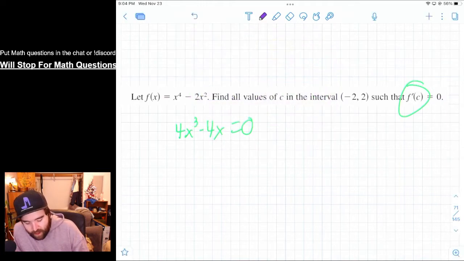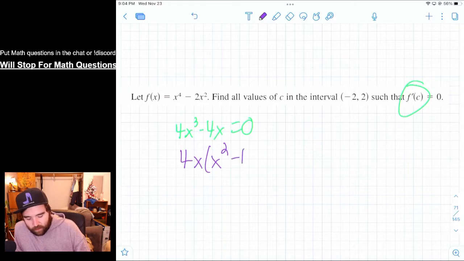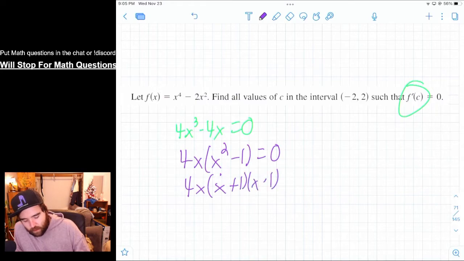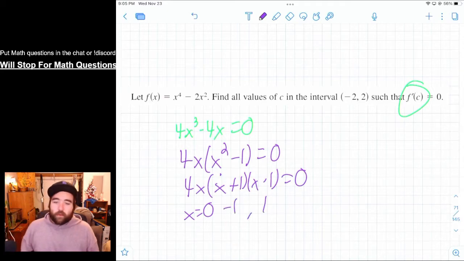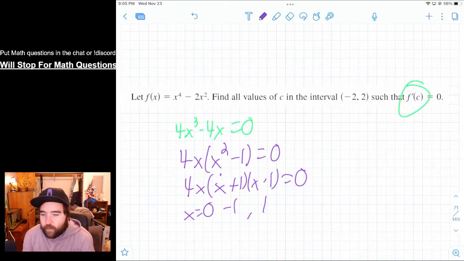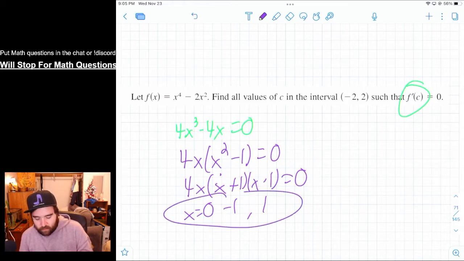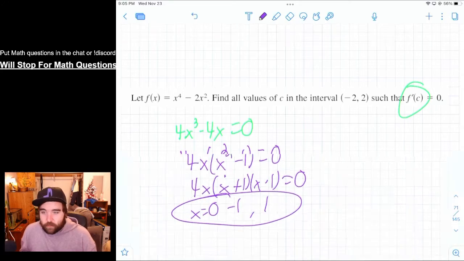It's kind of hard to see. Let me change the color. So you got to factor. I'd factor out a 4x. You're left with x squared minus 1. You keep factoring. x plus 1, x minus 1. And those are all the places that the derivative will be 0, that the slope of the tangent line will be 0. And so we just need to check because we only want them between negative 2 and 2. But yeah, all of those numbers are in between negative 2 and 2. So at all those places, the slope of the tangent line will be 0.